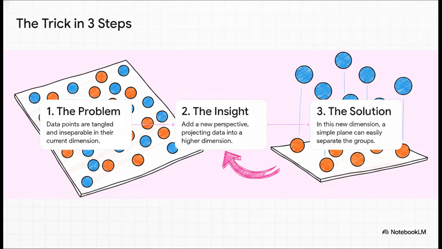Think about it. If you can't separate these dots when they're flat on a piece of paper, what if you could somehow lift them up into the air? Let's say you could make those blue dots kind of float up off the page. All of a sudden, separating them is a piece of cake, right? You just slide another flat sheet of paper right between the floating blue dots and the orange ones that are still on the table.